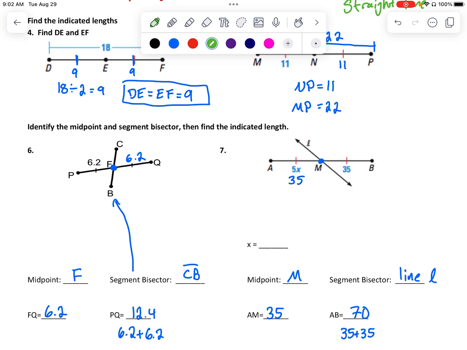Ooh, coming back to X. So they did ask us for X. So we know that 5X and 35 are both here. So if we do 5X equals 35, because we know those are equal, then we can solve for X. So if I divide by 5, I know X equals 7.